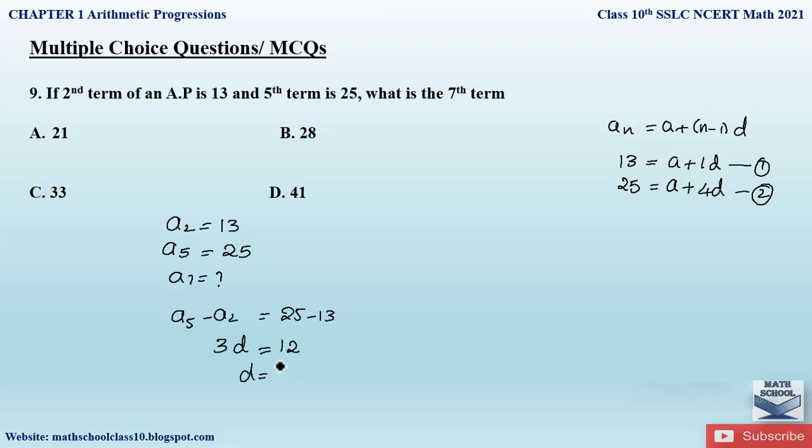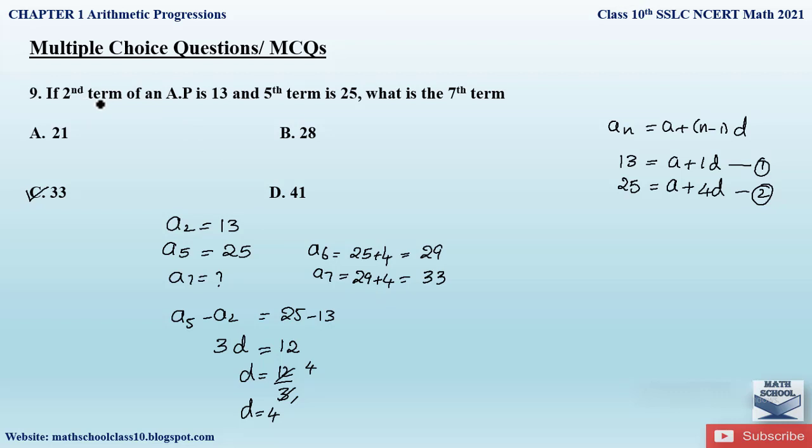So d will be equal to 12 divided by 3. 3 times 4 is 12. So we got the d value as equal to 4. Now we know the fifth term is 25. When you add the common difference to this, we will get the sixth term. So a6 will be 25 plus 4, which is equal to 29. Similarly, what will be a7? When you add 4 to the sixth term, that is 29 plus 4, we will get the seventh term, which is equal to 33. So here the answer, the seventh term, is equal to 33.